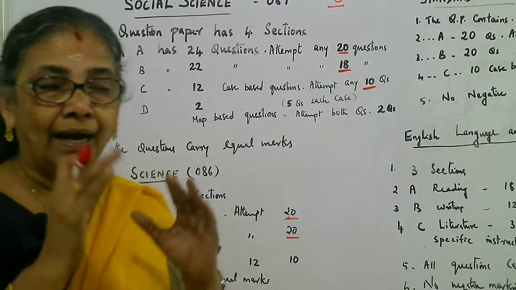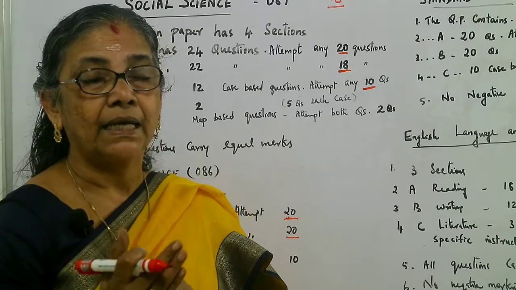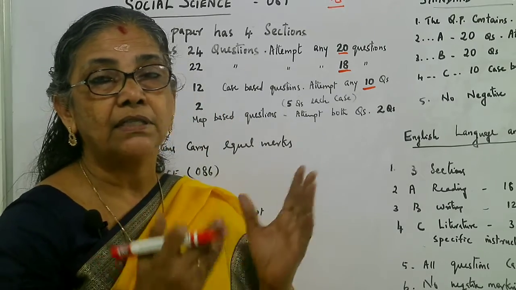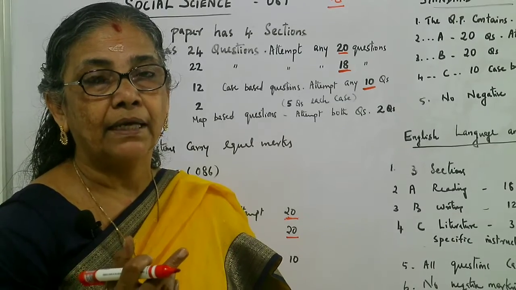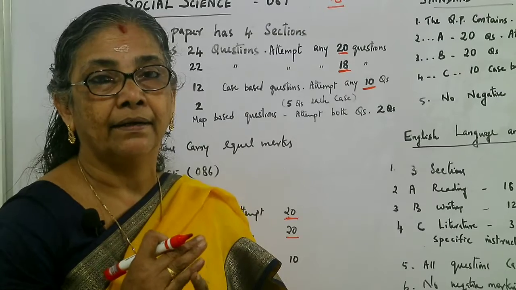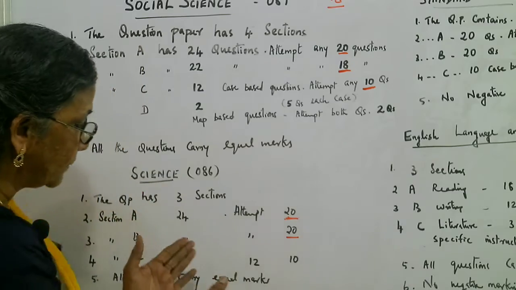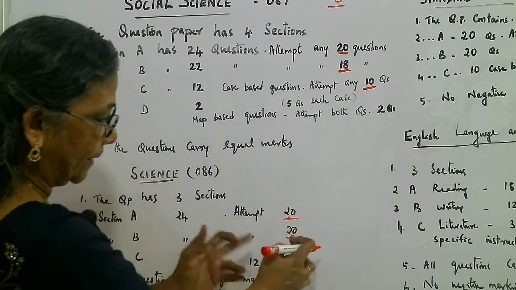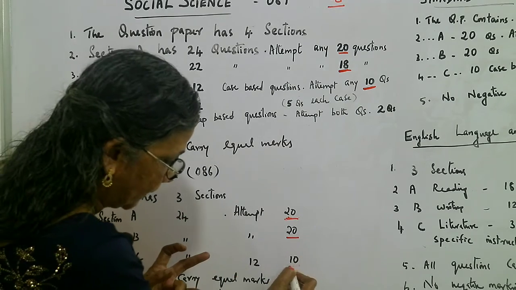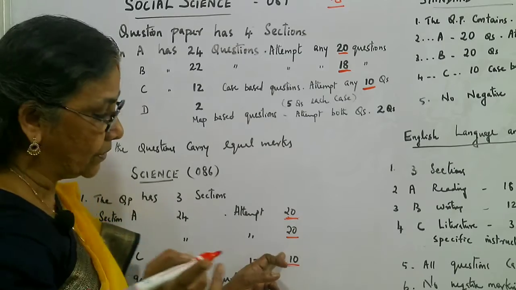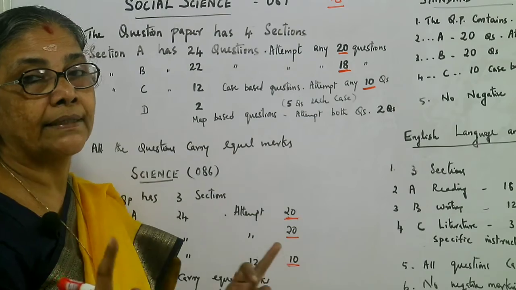I am making you understand, children, the difference between social science and science. You should keep in mind not to simply write all answers. Suppose you write all answers, sometimes you may not get the time, and then the first answers will be taken into account. That is how I came to understand. In science it is the same way 20, out of 24 questions, and next 12 questions you have to attempt 10. So the 50 questions you attempt, 50 into 0.8, you get 40 marks.